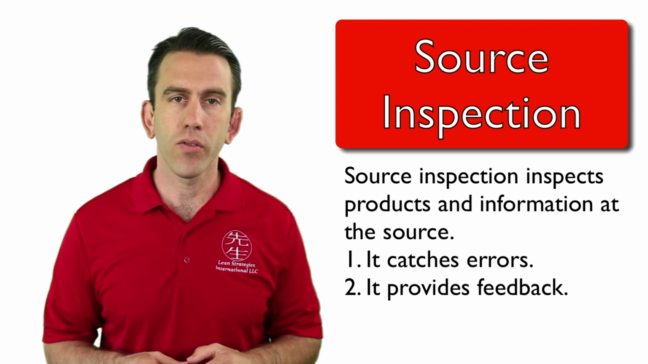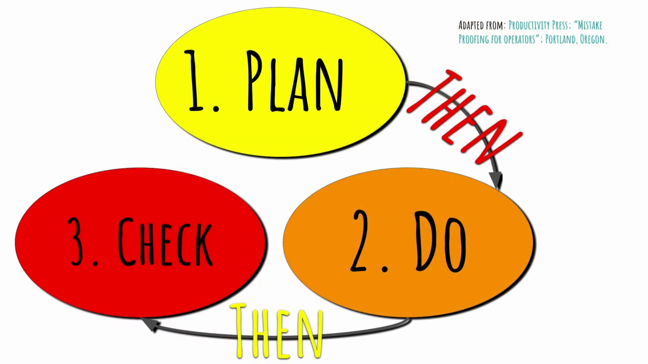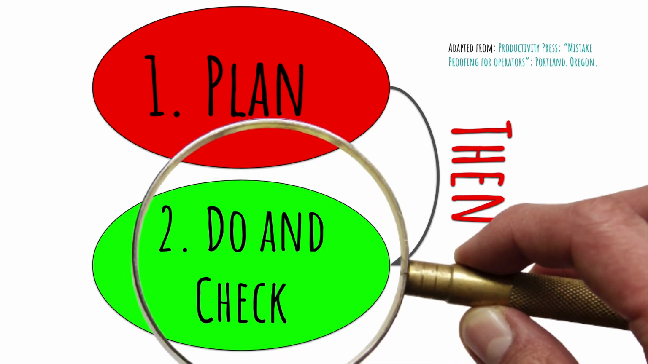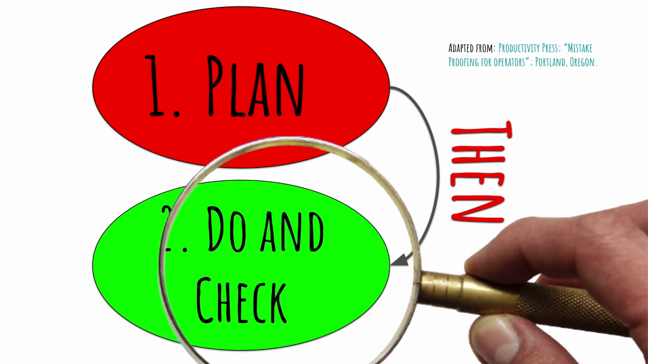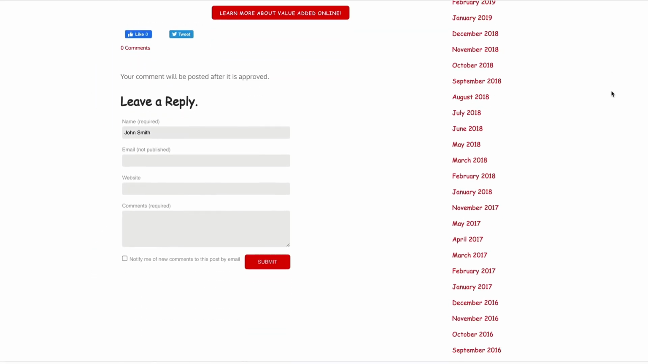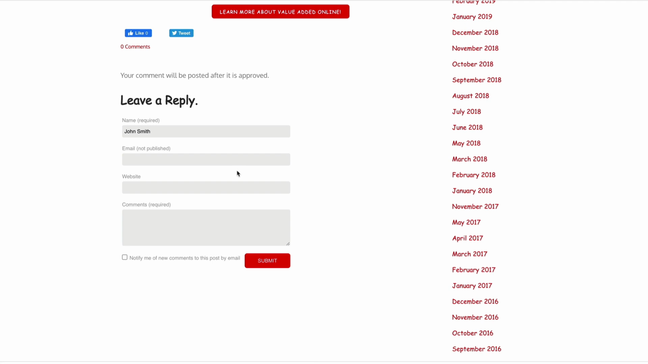turn to defects. Source inspection works in different ways to integrate the check and do stages of the traditional inspection model. It does this by using different methods to control the do phase. For example, when you enter information into a form and submit it, if you do not enter a piece of required information, the form will not allow you to submit the information.